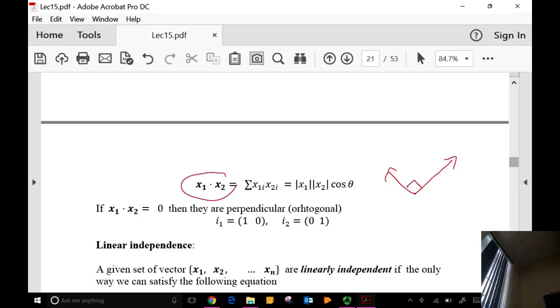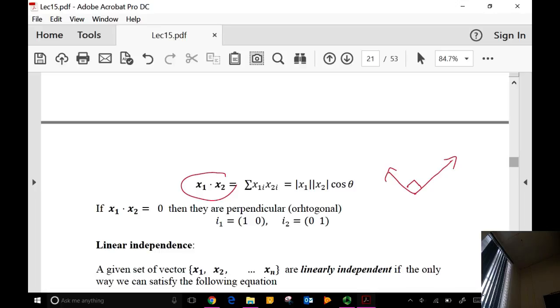MATLAB does it automatically for you. You have two vectors, and you do the matrix multiplication with a row vector and a column vector. This is a row vector and a column vector. It will give you the same product. Now, geometrically, it is the magnitude of x1, the magnitude of x2 times the cosine of the angle between those two. Now, if the angle is 90, cos of 90 is 0, and that means that these two vectors are orthogonal. So the requirement for orthogonality is that the inner product of these two vectors must be 0.